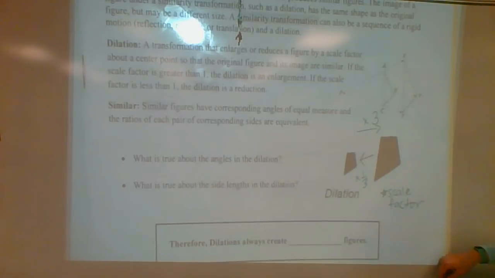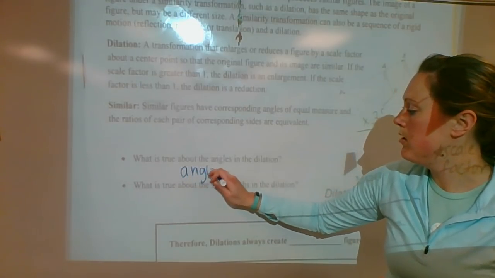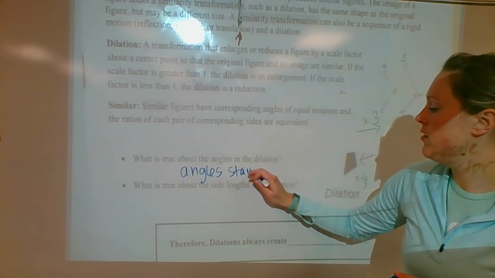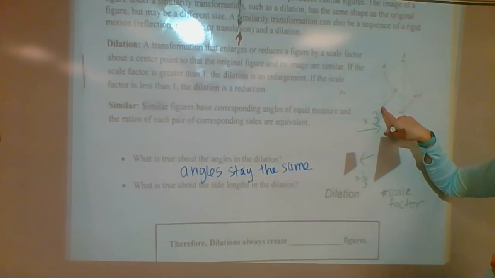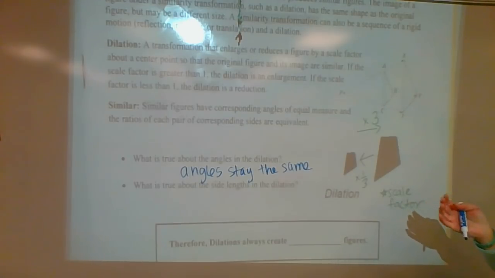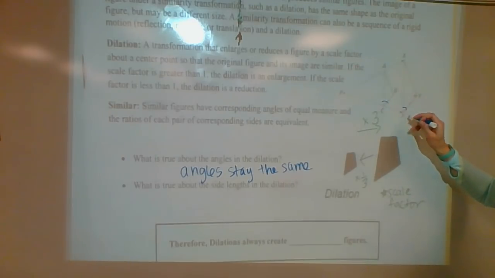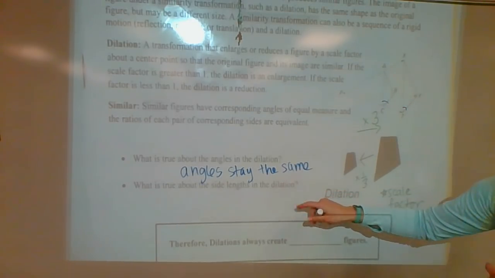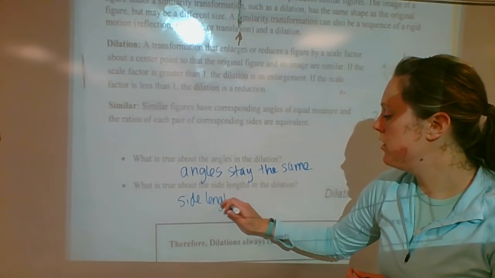So what's true about the angles? If we think back to when we did this last time, the angles have to stay the same. For example, if this angle down here was to get bigger or smaller, then my triangle would open up or shrink down inside itself. So these two angles, right here for example, need to still stay the same, but the side lengths will get bigger or smaller.